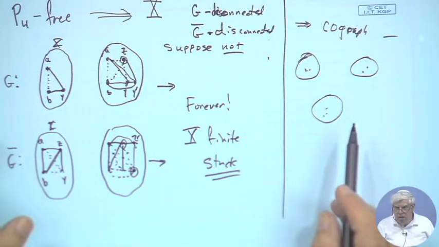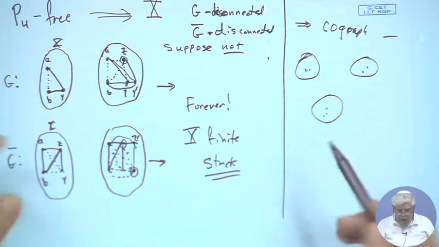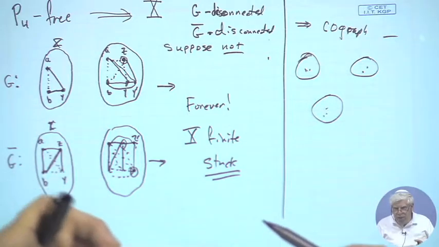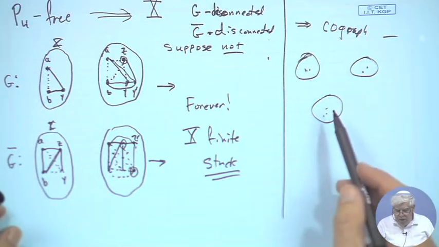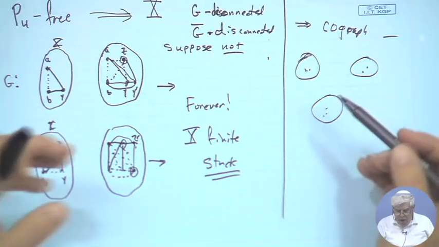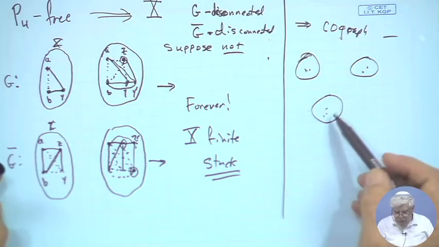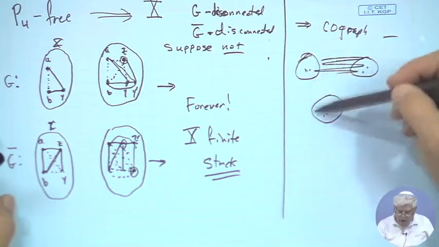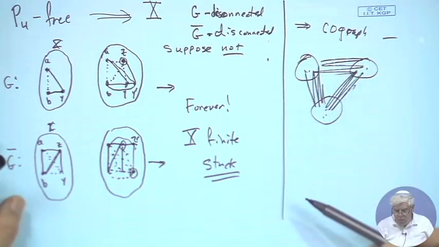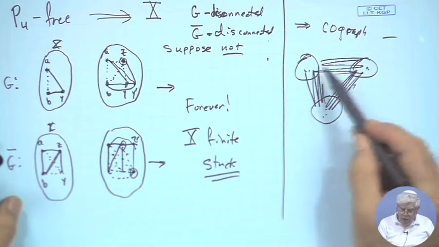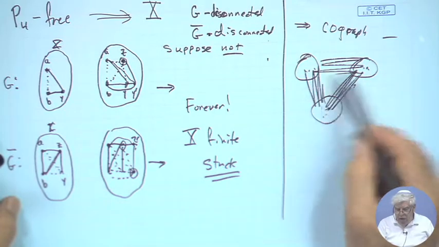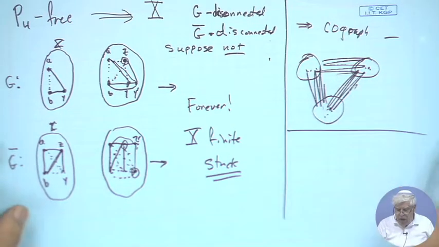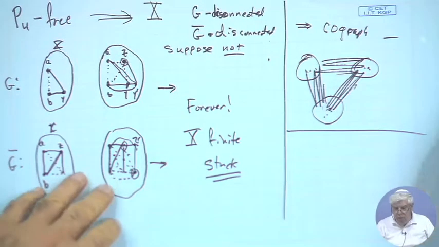If it is connected, well, then its complement is disconnected. In the complement, that also partitions the vertices into pieces. The only difference is that in the graph itself, I have them all joined together. So again, I work on each one separately by recursion. They are cographs. The join of cographs is a cograph, and I'm done. So that's the proof of the theorem. Now we can go back to the slides.